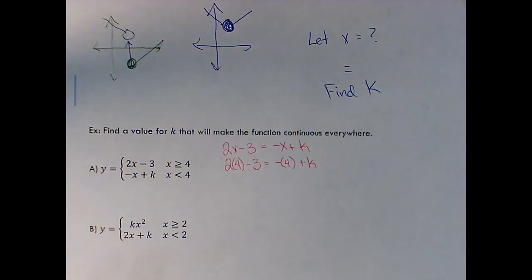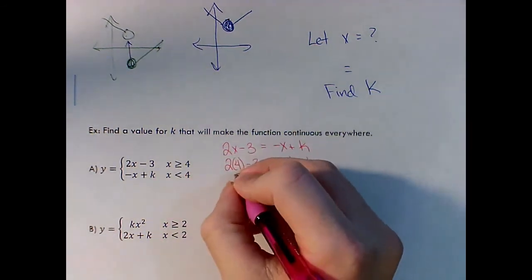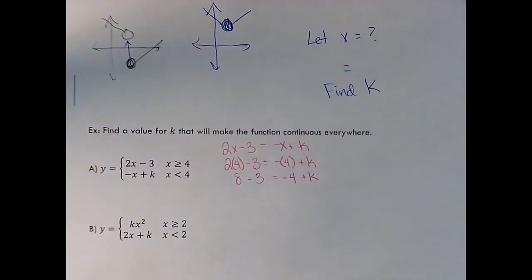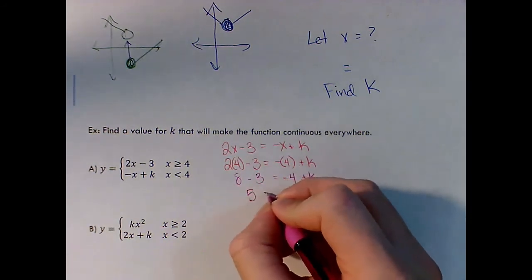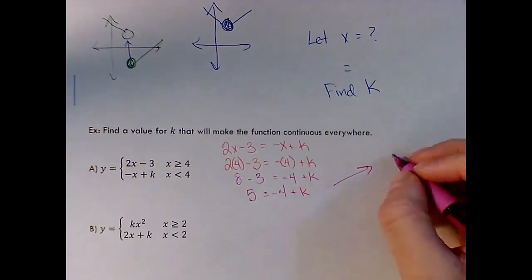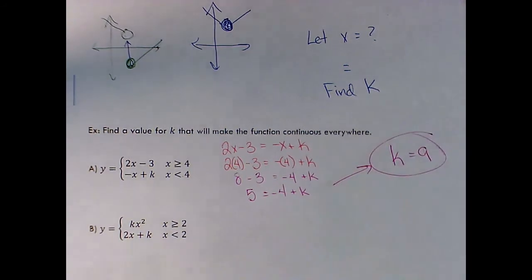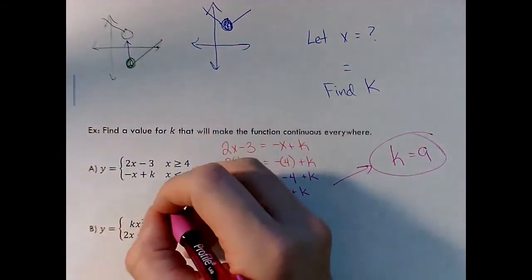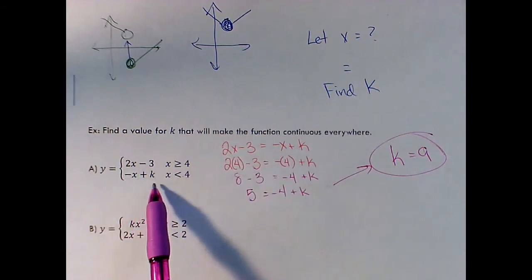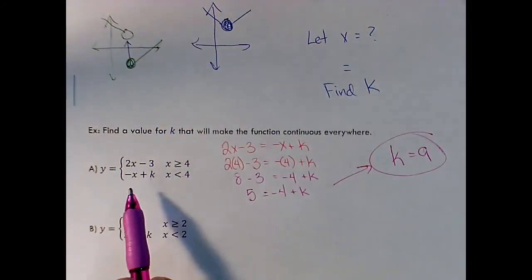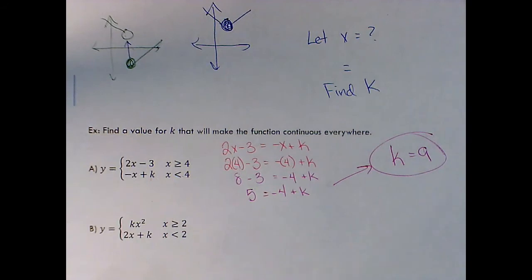This is an algebra 1 problem. I have 8 minus 3 equals negative 4 plus k. Combine the like terms on the left. Add 4 to both sides, and we'll find out that k is equal to 9. So when k is 9, if I were to draw this graph and that graph, the two will connect. If k was anything else, they wouldn't connect. So now I have something that's continuous.